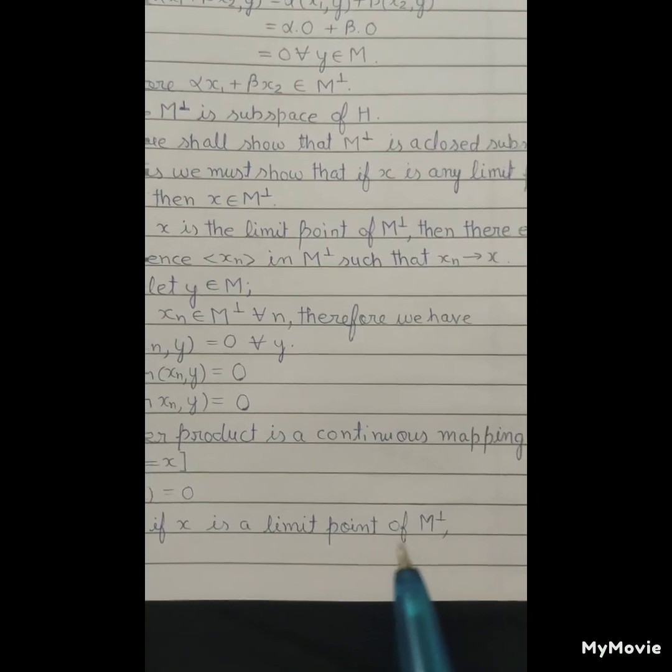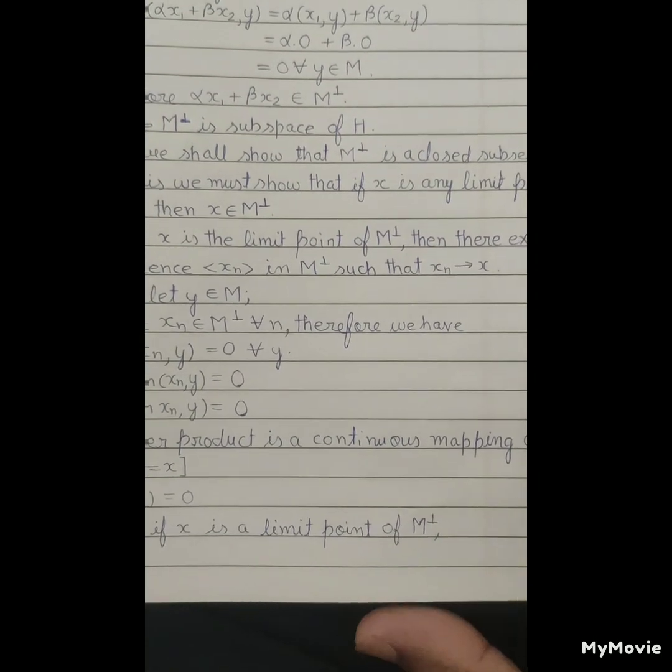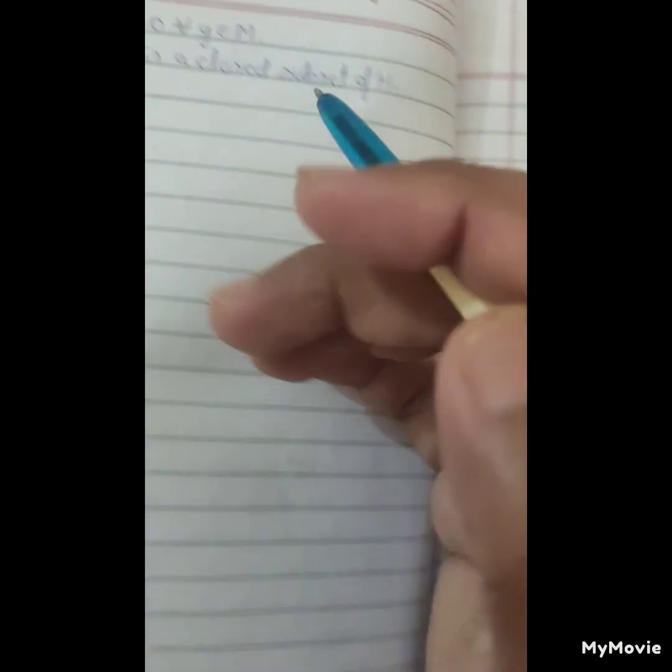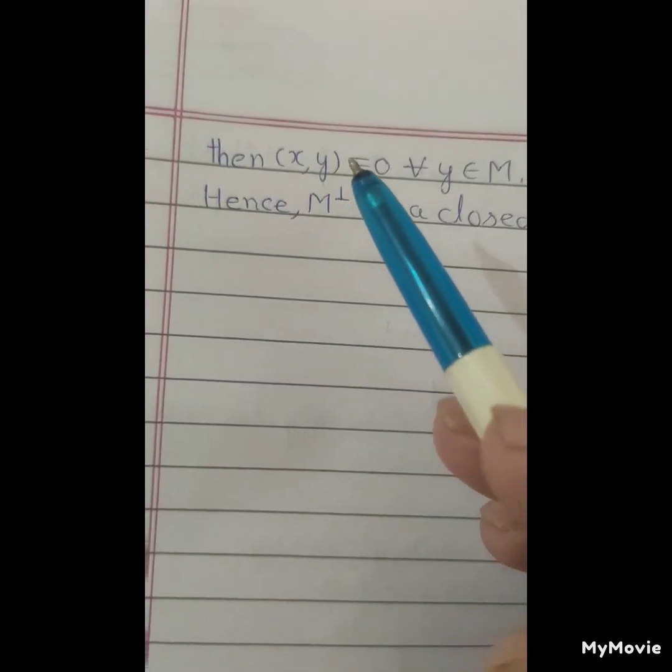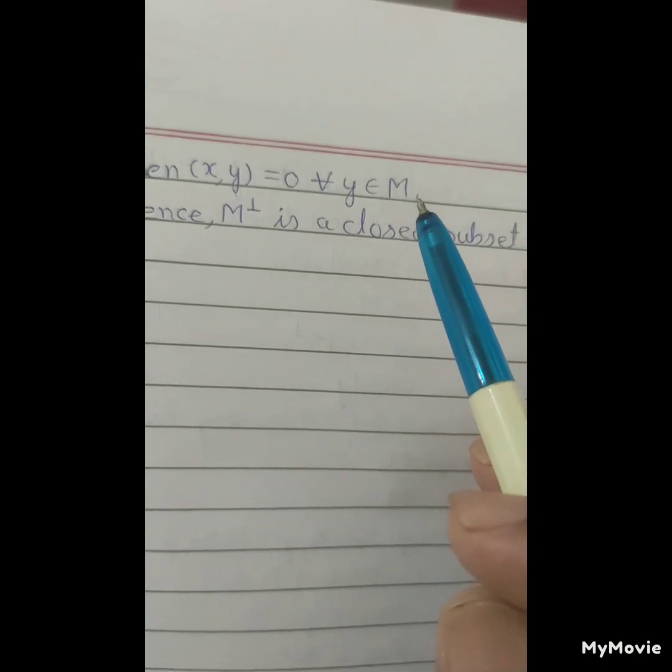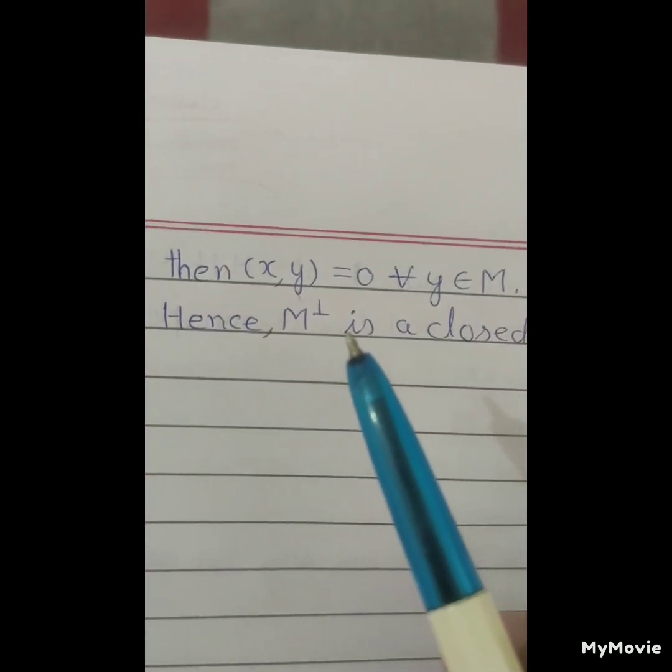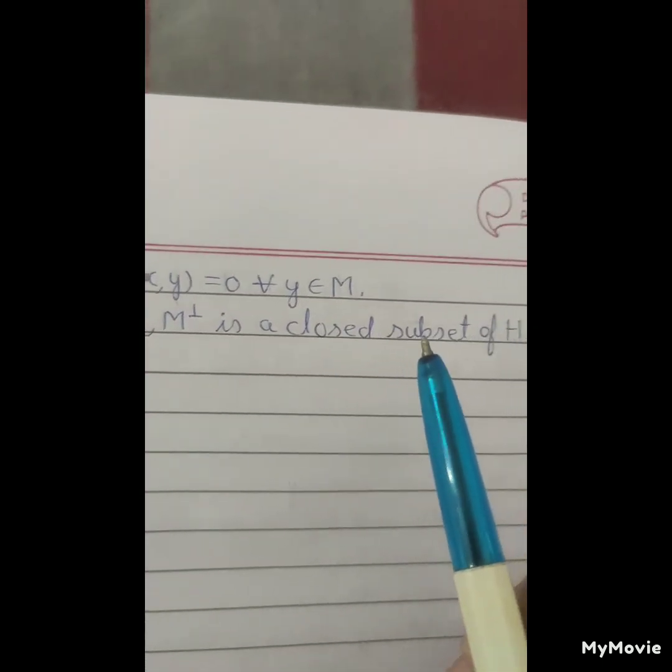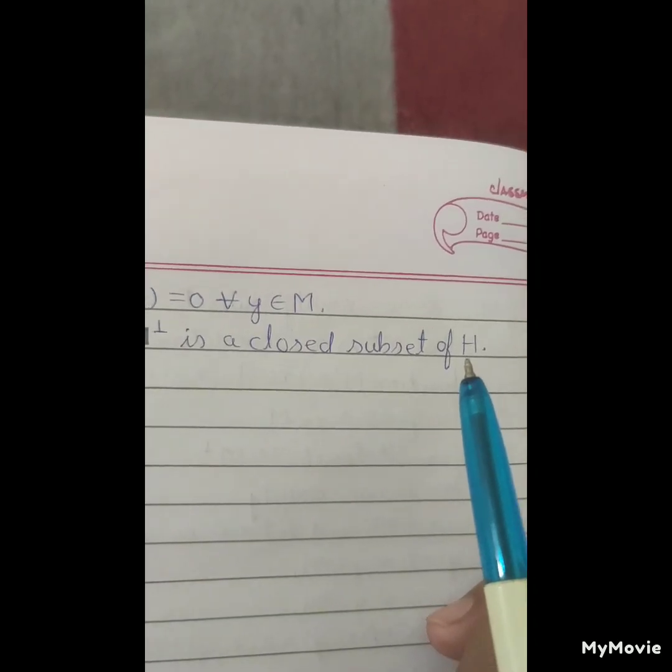Thus if x is a limit point of M perpendicular, then ⟨x, y⟩ equals 0 for all y belongs to M. Hence M perpendicular is a closed subset of H.